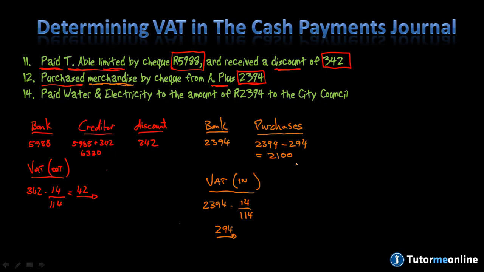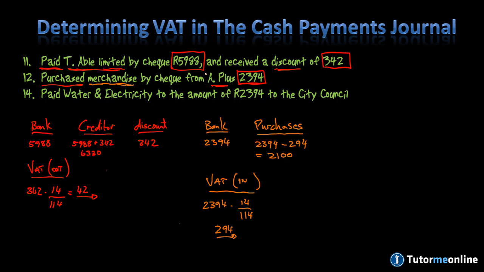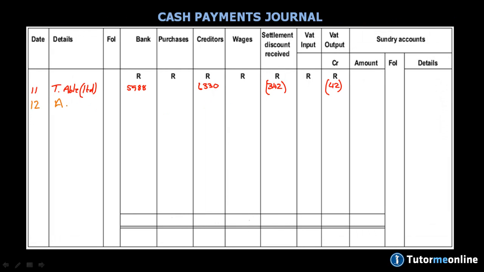And then of course we just need to add this into our cash payments journal. So the date of the transaction was the 12th. In this case, we're dealing with the supplier A plus. So that will be filled in under the details column. Our bank account was the value of 2394. Purchases we determined to the value of 2,100. And then of course this was a VAT input to the amount of 294 Rand.